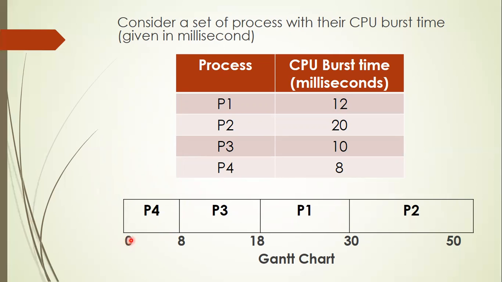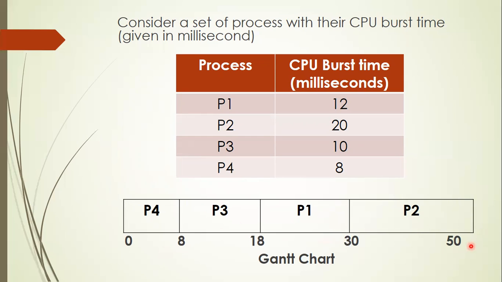P4 will utilize the CPU for the next 8 milliseconds. Then after P4 is over, the next shorter one is P3, which needs 10 milliseconds. So from 8 to 18, P3 will get the CPU. After that, the next shorter one is P1, which will utilize the CPU for the next 12 milliseconds, so from 18 to 30. And last, since P2 is the biggest job, it will get the CPU at the end, from 30 to another 20 milliseconds. That process will hold the CPU.